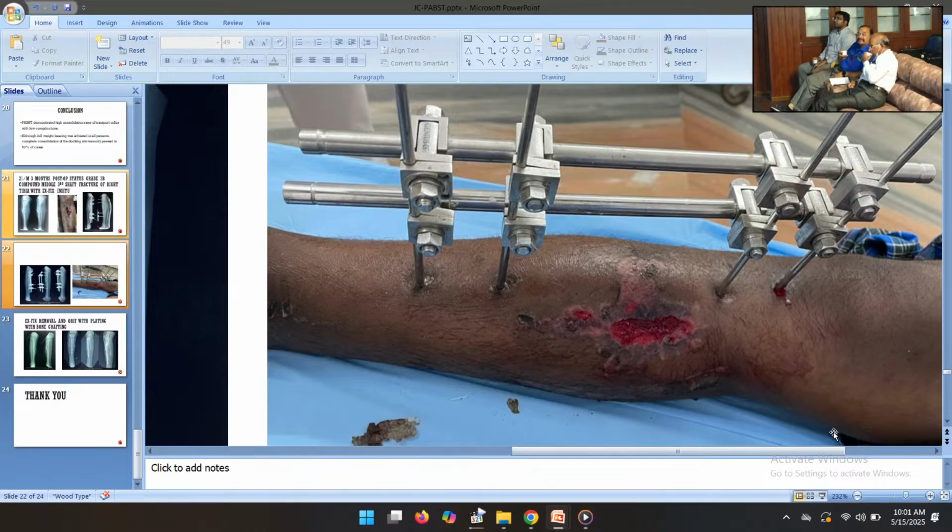The pins are finished. In this case, sir, it is around 4 centimeters.